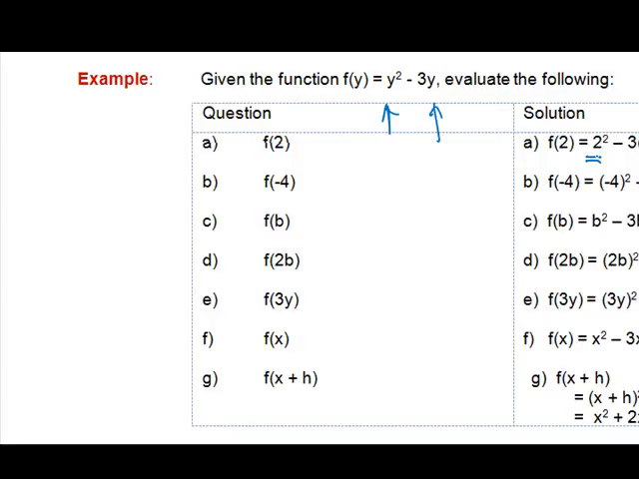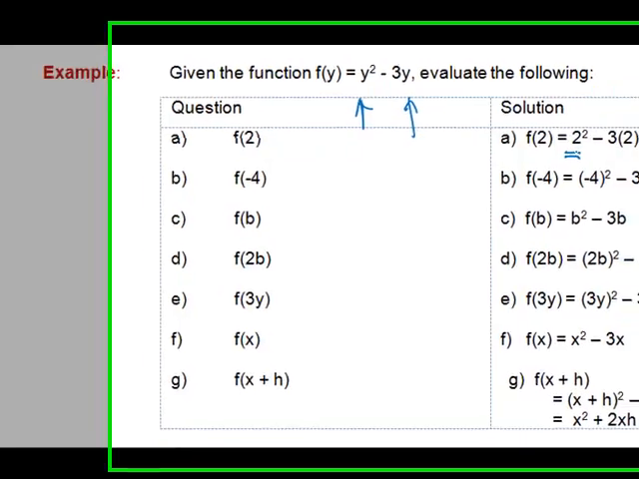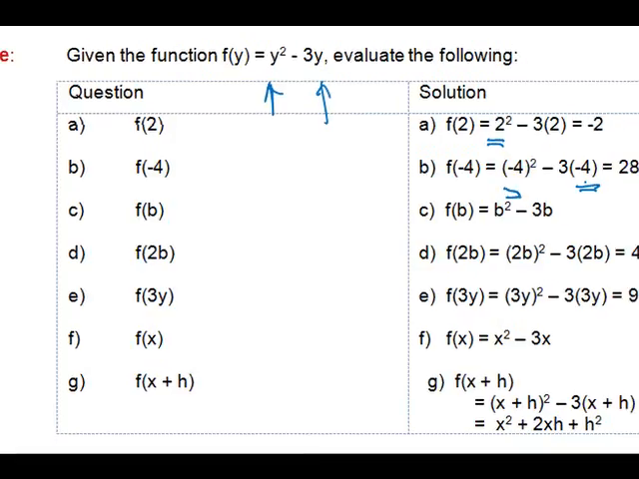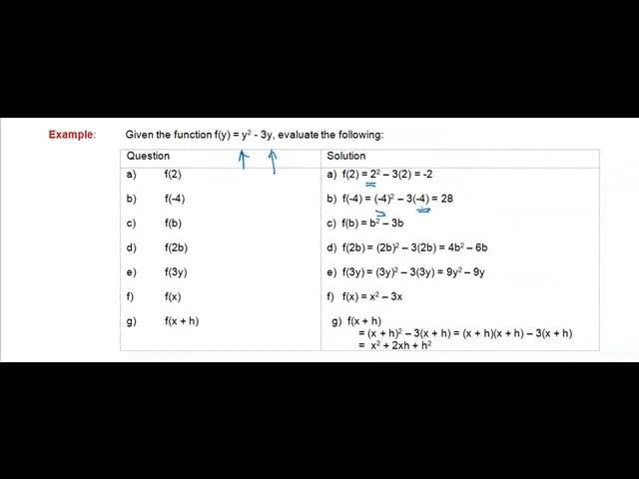Now we're going to continue in this fashion. So I have f at negative 4. Again, I substitute in negative 4 every place I see a y. So I'll have negative 4 squared minus 3 times negative 4. Now here's a place we have to be careful, and I made this problem just for this reason. The negative 4 needs to be completely squared, and so I need to think of this as negative 4 multiplied by negative 4. And remember, negative 4 multiplied by negative 4 is a positive 16.